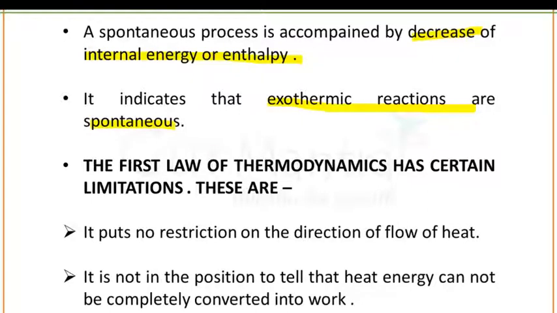Now, the first law of thermodynamics has certain limitations. As you have seen, the first law of thermodynamics says energy can neither be created nor destroyed. It can only be transformed from one form to another. For this statement, the first law has limitations. Number one limitation is it puts no restriction on the direction of flow of heat, and it is not in a position to tell that heat energy cannot be completely converted into work. This second statement is very important because from it you will get to know about the second law of thermodynamics.